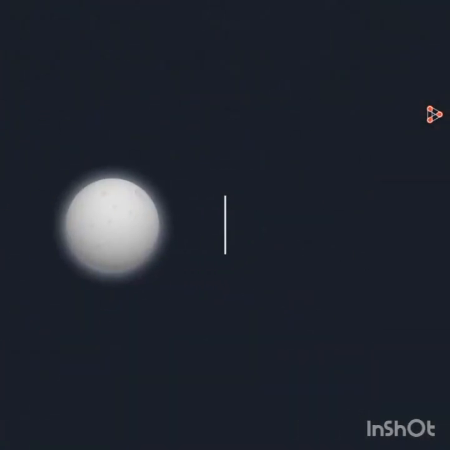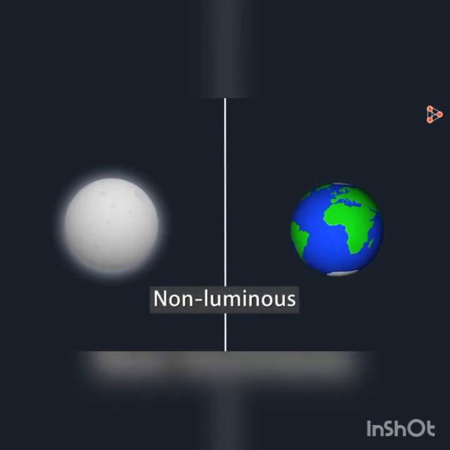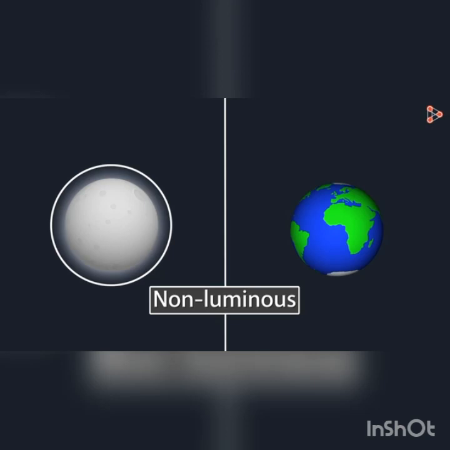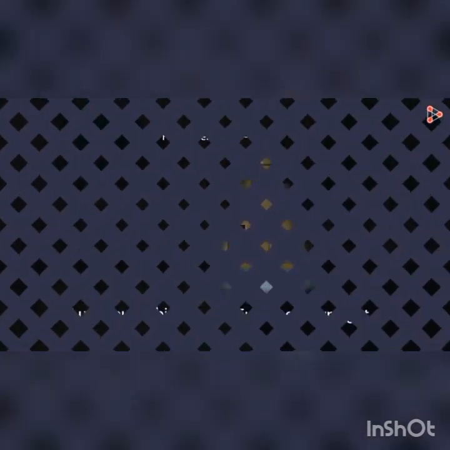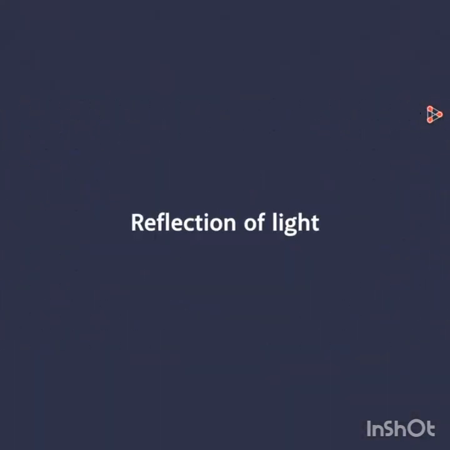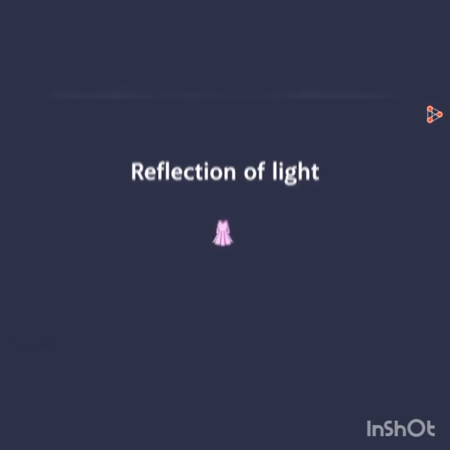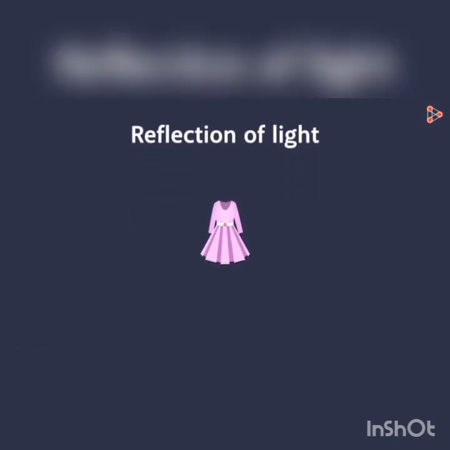What about the moon and the planets? They are also non-luminous. But if the moon is non-luminous, then how come we're able to see it at night? The answer to this is reflection of light. The reason we're able to see any non-luminous objects around us is because of the reflection of light.